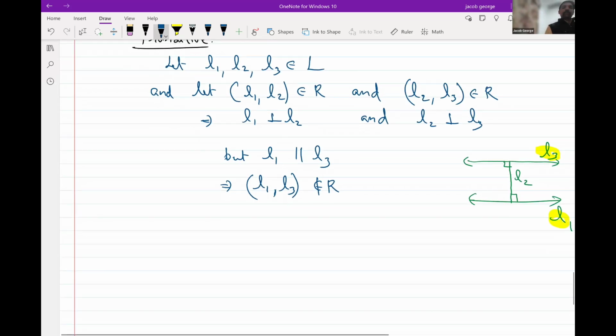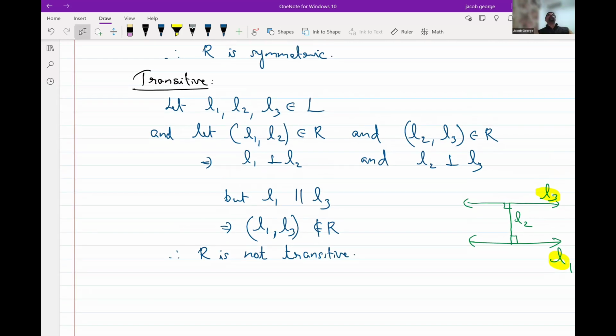Therefore, R is not transitive. R is not transitive. Is it clear? R is not transitive. Okay, so this is the completion of this question.